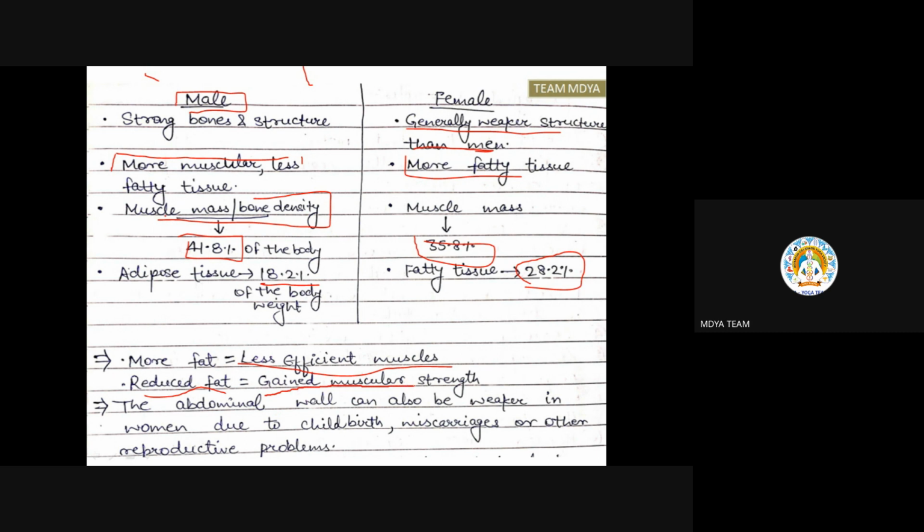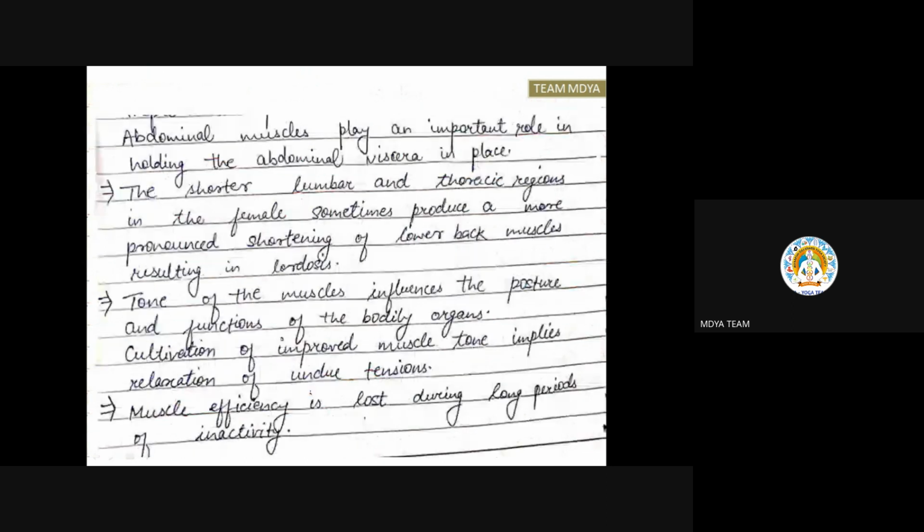The abdominal wall can be weaker in women due to childbirth, miscarriages, or other reproductive problems. So, due to these reasons, abdominal strength can be less in females. Next point is abdominal muscles play an important role in holding the abdominal viscera in place.